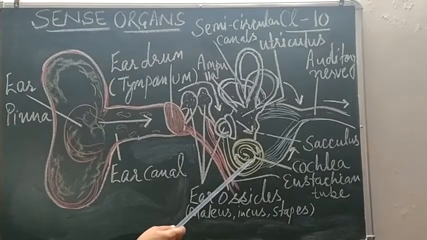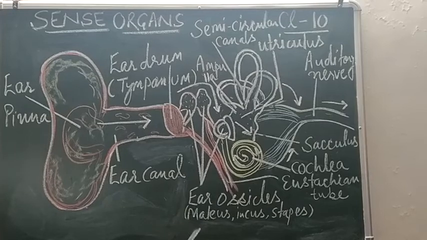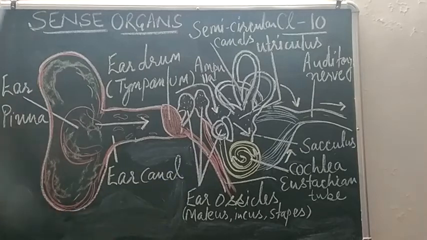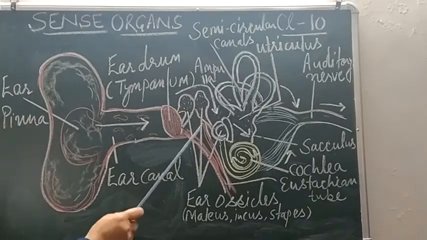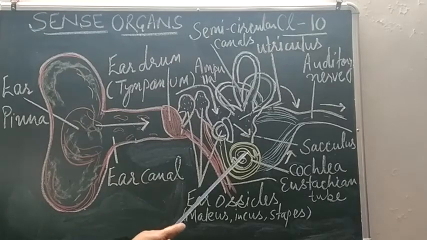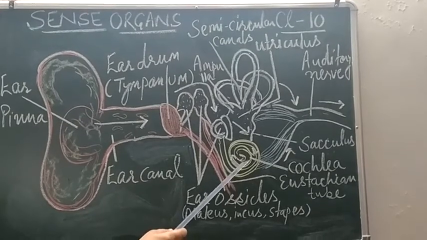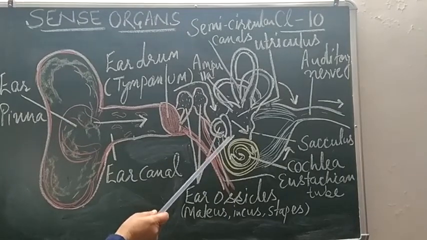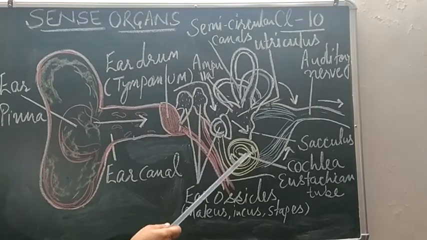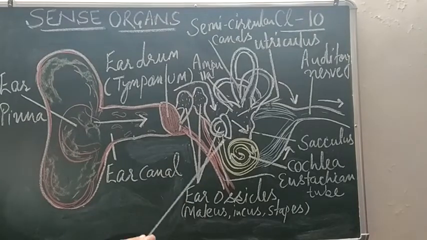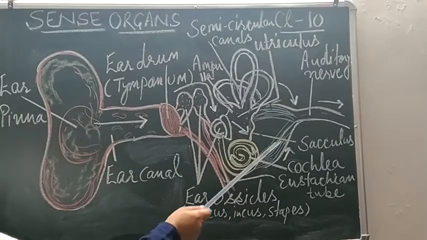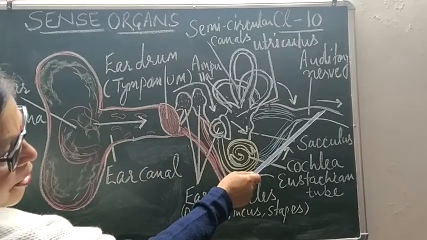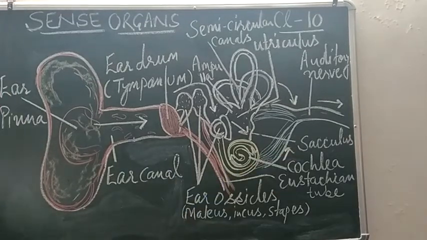You all know that in the cochlea, in the middle chamber, there is endolymph, the fluid. This fluid also starts vibrating. This vibration in the cochlea stimulates the sensory cells, which are called the organ of Corti. The sensory cells of the cochlea, the organ of Corti, transmit the impulse to the auditory nerve, and then the auditory nerve takes the impulse to the brain, and then we hear the sound.